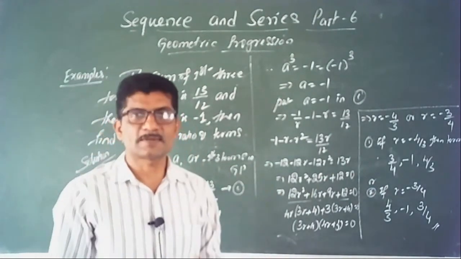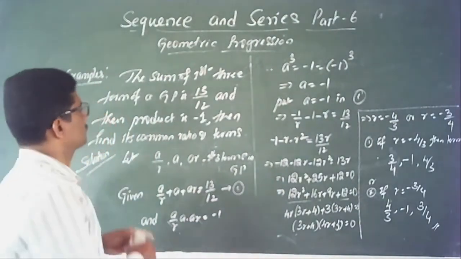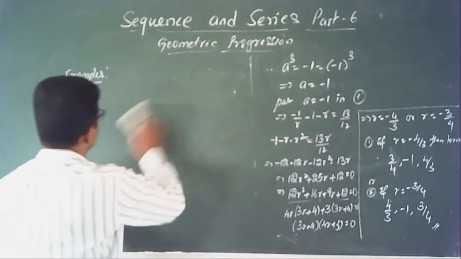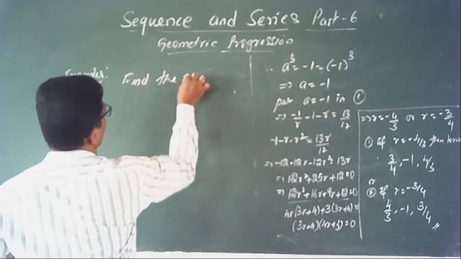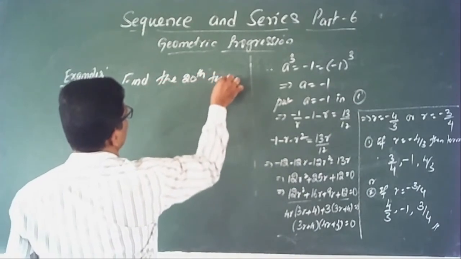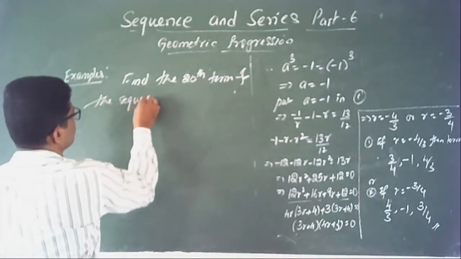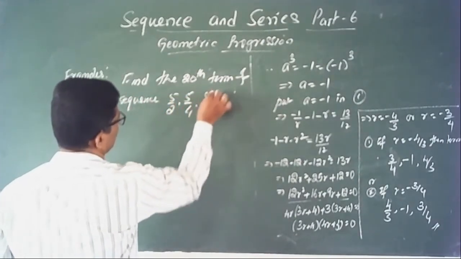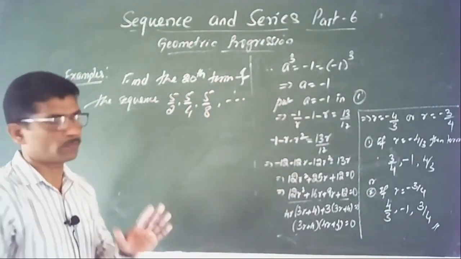Actually, this one is a 4 or 3 mark question. One more example of a similar type. Find the 20th term of the sequence 5 by 2, 5 by 4, 5 by 8, and so on. Actually, this one is a 2 mark question.